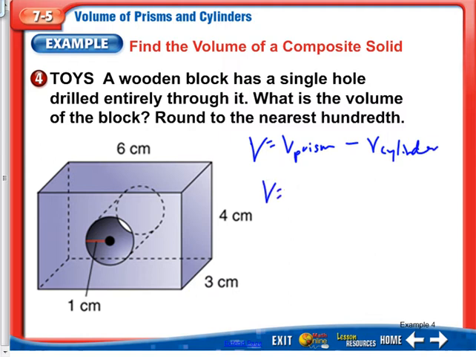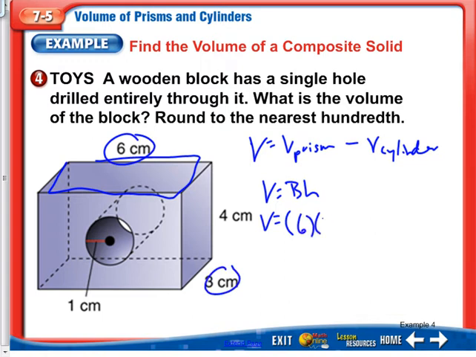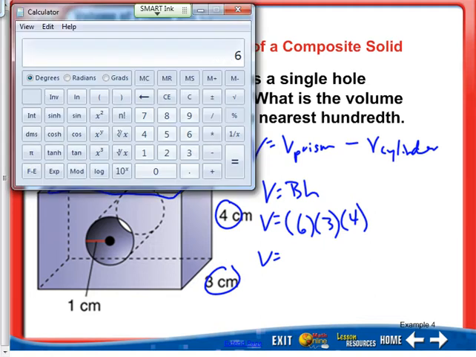So that's going to be volume equals area of the base times the height. The base is going to be, we'll say this rectangle right here is the base. So we have a 6. And then what is this? This is the 3. So we have 6 by 3. And then the height of my prism is 4. The volume equals, we can go ahead and work this out. We do 6 times 3 times 4 is 72 centimeters cubed.